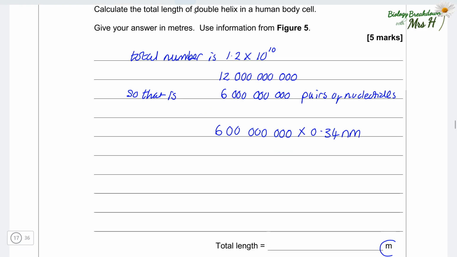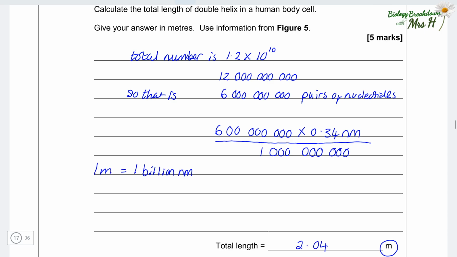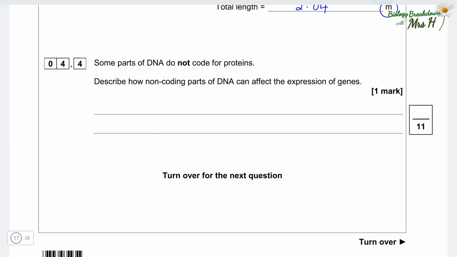But it wants the answer in meters, and because there are 1 billion nanometers in 1 meter, it just means we need to divide that by 1 billion. So we should end up with the total length being 2.04 meters.